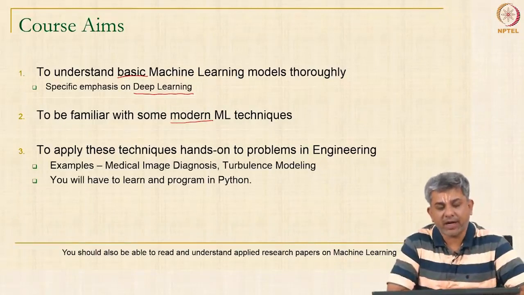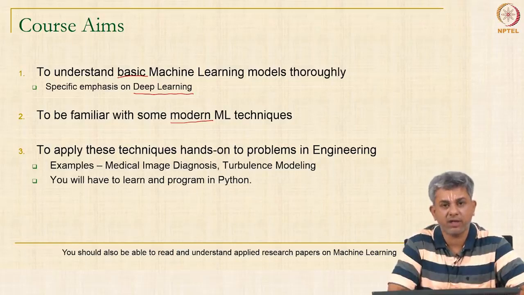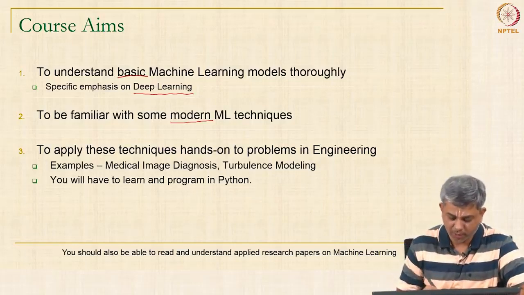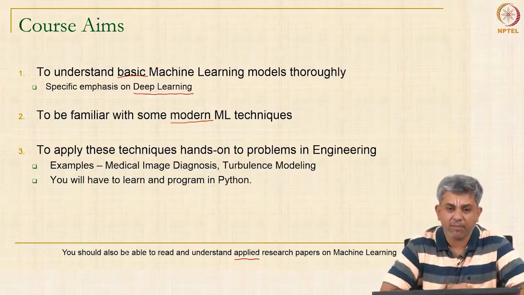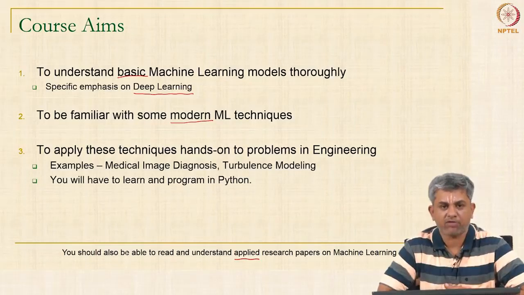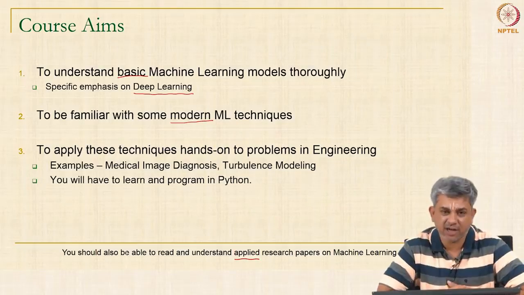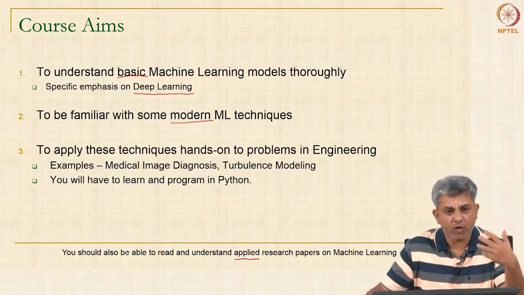So, we also hope that at the end of this course you should be able to read and understand research papers in machine learning, especially applied research papers. You might not be able to understand very hardcore machine learning theory, but if somebody has applied machine learning to some practical problem, hopefully you will be able to read a paper and understand it. This is also a primary aim of the course, because most of the development that is happening today is not necessarily present in textbooks, etc. It is mostly available as research papers, especially on arXiv. So, our hope is you should be able to get this also. So, this is the broad course aim.